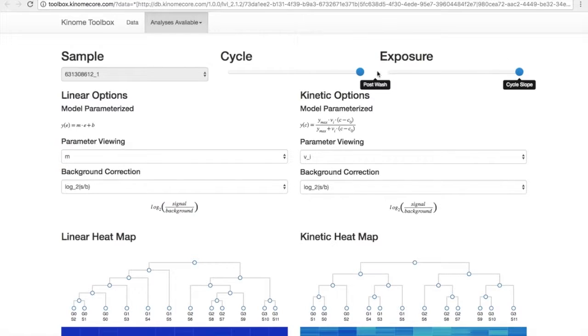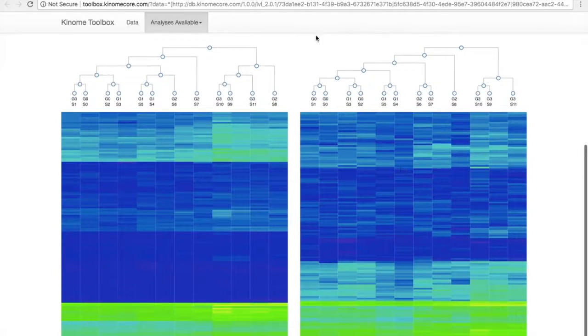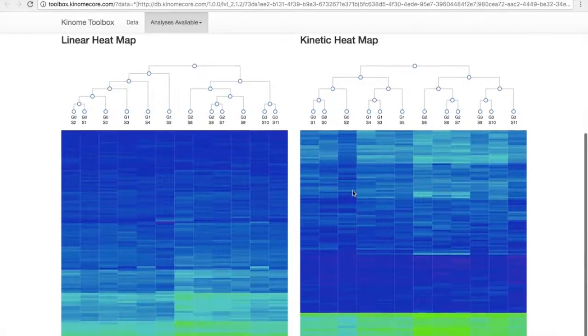So once again, we have post-wash and we have cycle slope. So without background normalization, we can scroll down here and we can see that the clustering works reasonably well, with ones clustering with ones, zeros clustering with zeros, threes with threes for the most part. And over here, we can see that these cluster rather well with threes, twos in the regular two region, etc. So now if we go over here and we've normalized the background, we can scroll down and look at this clustering again.